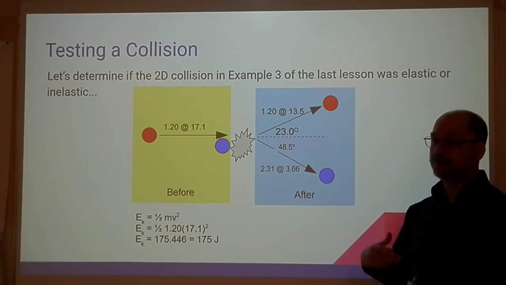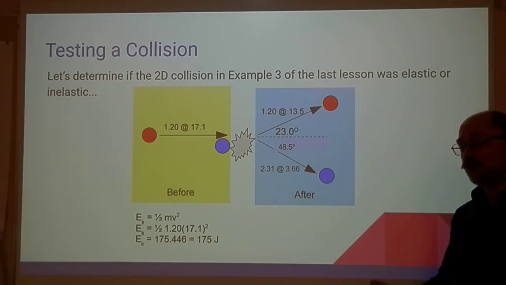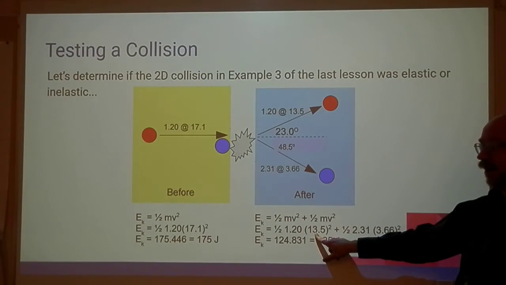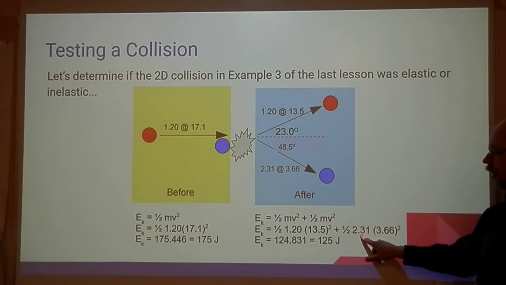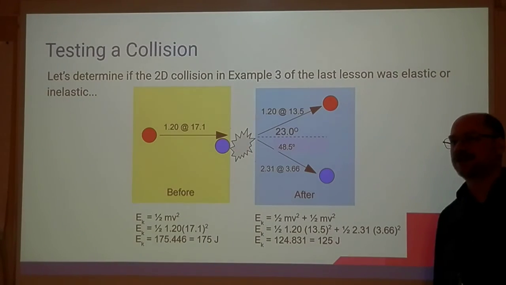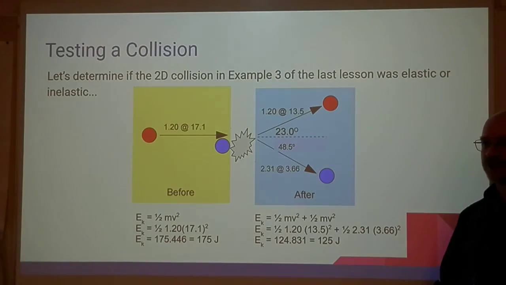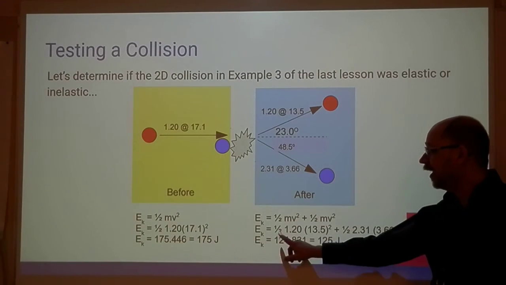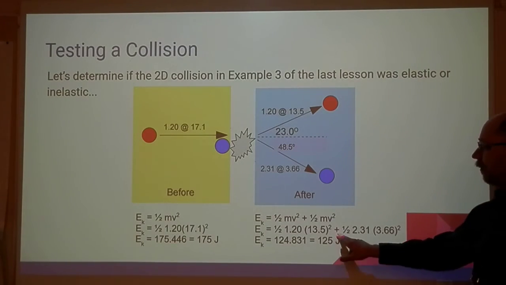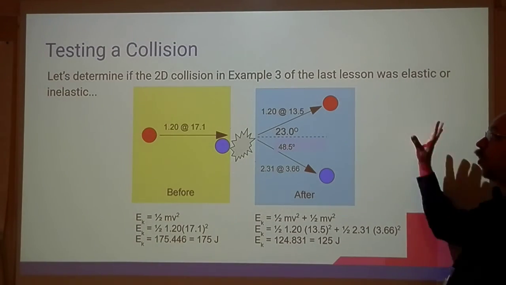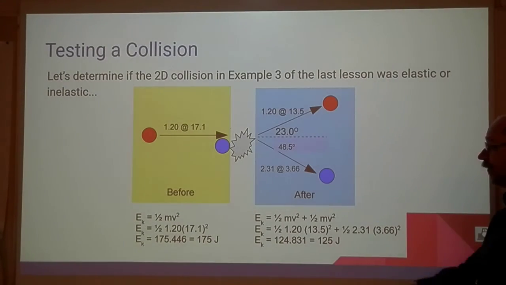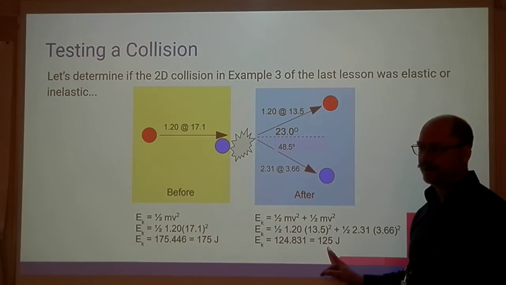Then I look at after the collision. I have 2 objects, both moving, so I have to do 2 kinetic energies: the red ball moving at 13.5 meters per second, and the blue ball moving at 3.66 meters per second. When you're doing these calculations, an easy thing to forget is squaring the velocities, so be careful about that. It's still 1/2 mv squared, 1/2 mv squared, and I'm adding them because I want the total of the kinetic energies after the collision. Not doing anything with angles though. And I find I've got 125 joules.